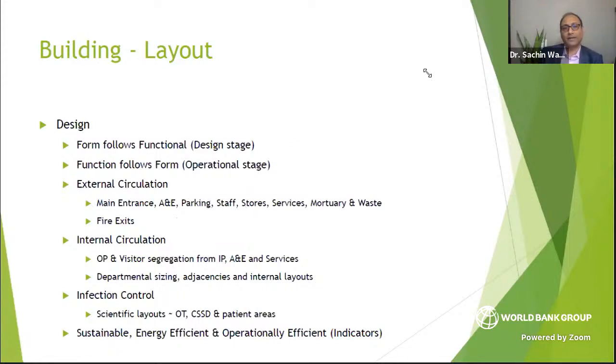Now, everybody in the healthcare design industry is aware of the dictum that form follows function. But somehow this is true only for the design stage, which is probably 6 months or 1 year of that project life cycle. For the remaining 40, 50 years of existence of that hospital, the functions are going to follow the form. Yeah, the operational stage.